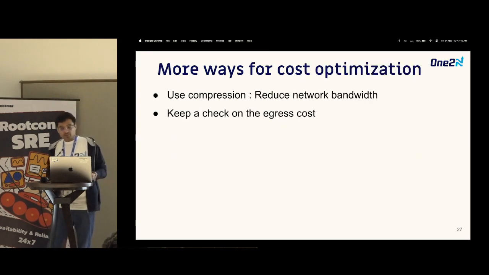More ways for cost optimization are: use compression, reduce your network bandwidth so that you actually save cost there, and keep a check on your ingress cost, because it can pinch you at times.